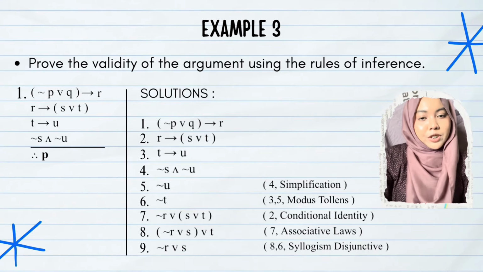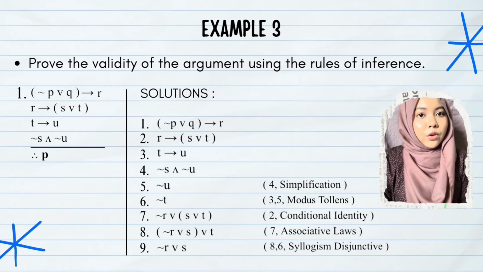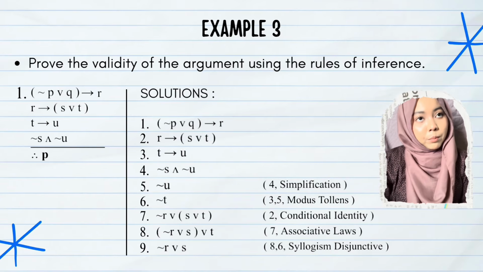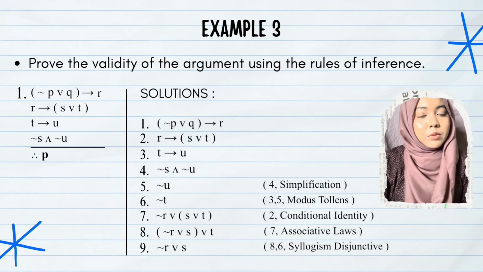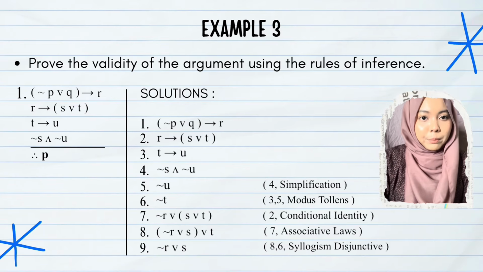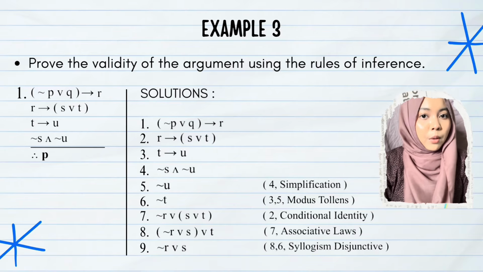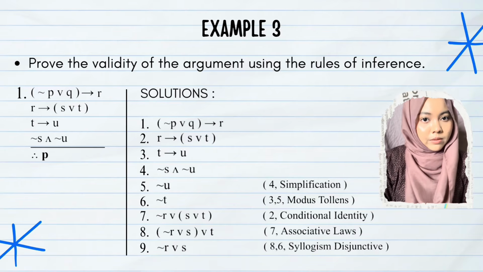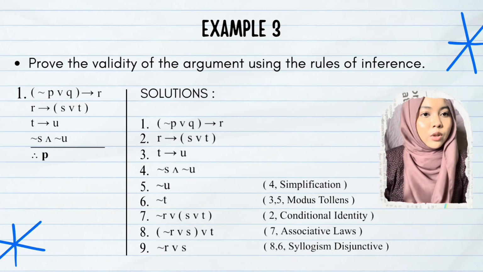So next, I will proceed with example 3, which is about proving the validity of an argument using the rules of inference. For question 1, given: if not P or Q, then R as premise 1; if R then S or T as premise 2; if T then U as premise 3; not S and not U as premise 4; therefore P as conclusion. Next, for the solution, firstly, we need to list all of the premises given.